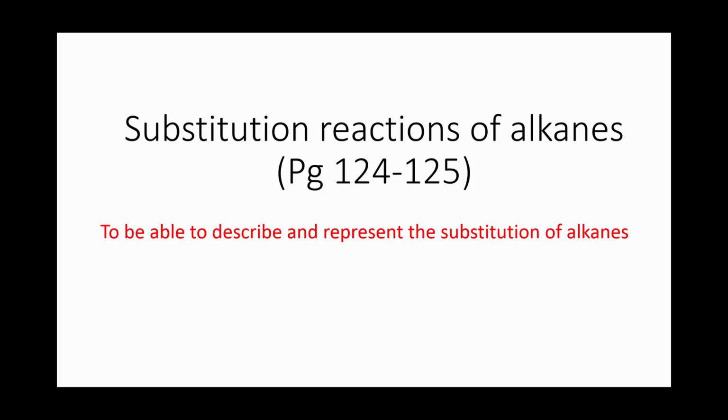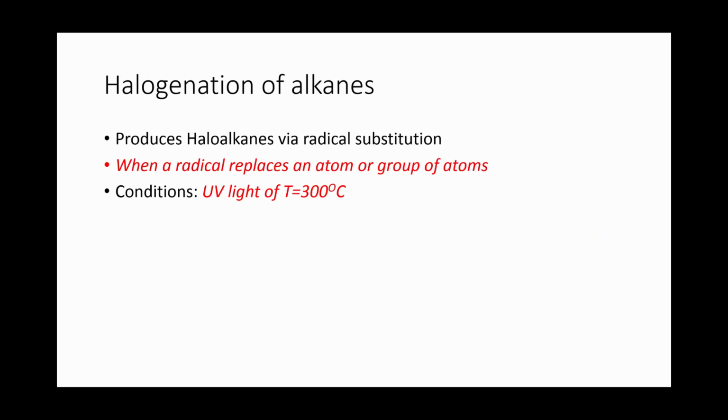Right, okay. So, by the end of this clip you should be able to describe and represent the substitution of alkanes. Now, what we're going to do is substitute hydrogens in alkanes with a halogen. So we're going to make haloalkanes, okay, and this is also known as the halogenation of alkanes. And the way this works, I suppose, is by a process called radical substitution.